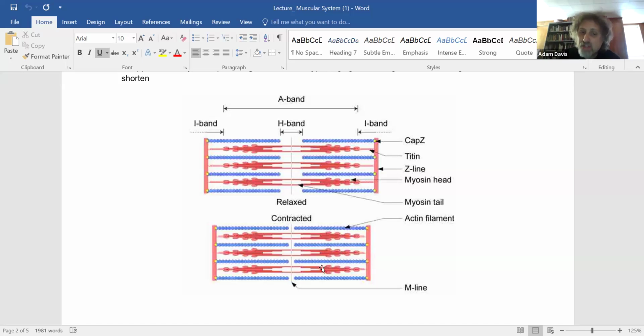So the ends of the thin filaments completely overlap the thick filaments. When that happens, the ends of the thick filaments reach the Z discs. And now you can see here in this bottom diagram, there is no more H band. The H band has closed up because now the thin filaments and the thick filaments completely overlap, and they both reach the M line. The H band has been obliterated.